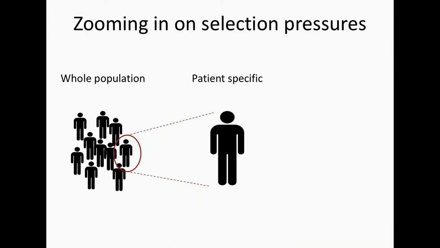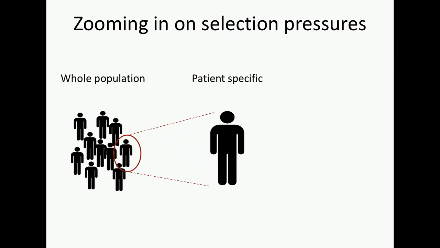Okay, so what did we do? We took the concept of parallel evolution, and we said, what are the genes that evolve in parallel at the whole population level between different patients, and identified drivers of selection of the epidemic or the outbreak as a whole. We then zoomed in and said, given that, as we found, there are actually multiple lineages coexisting within a single patient, can we use parallel evolution in these lineages to identify patient-specific selection pressures?